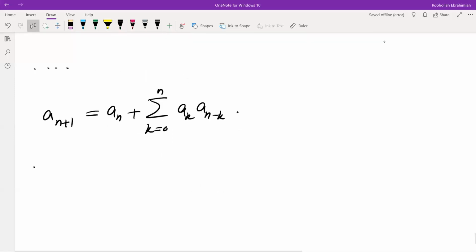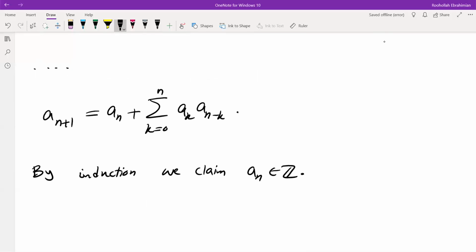Now, by induction, we claim that an is an integer. This is a very simple induction. So the inductive steps are already established, and if all of the previous ones are integers, then an plus 1 would be an integer. So then I would write down the induction very quickly, and that would complete our solution.